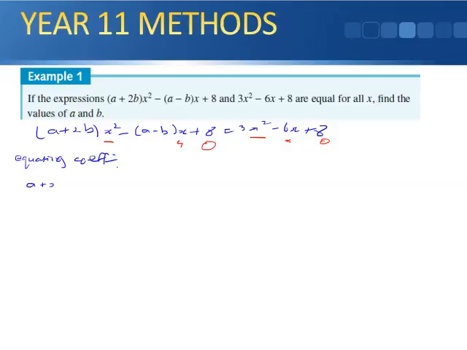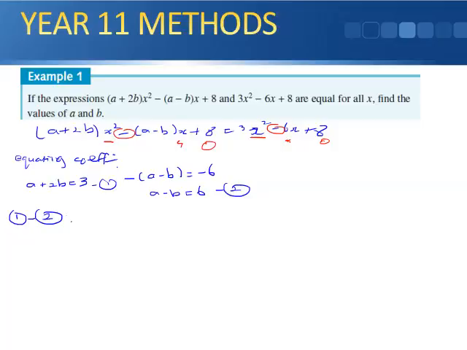That gives us a plus 2b equals 3. Then for the x terms, they're both minus here, so be aware of that. I'm going to write them both down: minus (a minus b) equals negative 6. Of course, I didn't have to write it like that. I could have said a minus b equals 6. So we've got two equations, which I'll number 1 and 2.